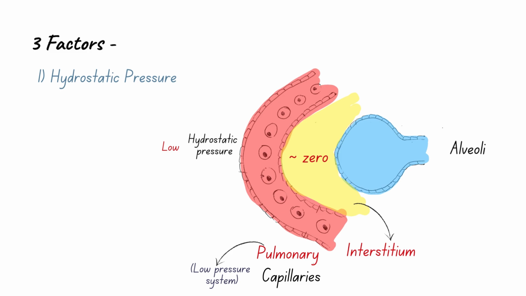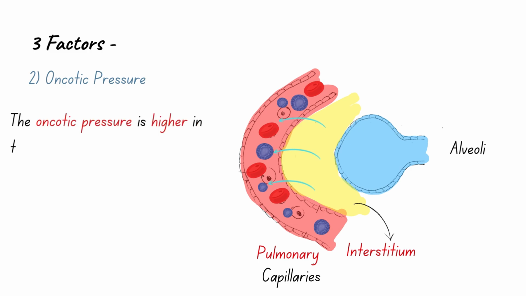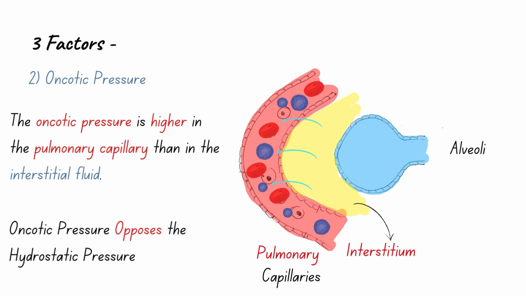So to be clear, if hydrostatic pressure was the only factor involved, a lot of fluid would be continuously leaking out of the pulmonary capillaries into the lungs' interstitial space. The next factor, though, is oncotic pressure, which is a type of osmotic pressure exerted by cells and proteins that can't cross the capillary membrane and therefore tend to attract fluid. The oncotic pressure is higher in the pulmonary capillaries than in the interstitial fluid, so it opposes the hydrostatic pressure.